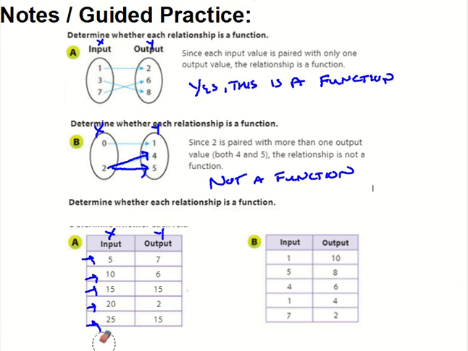Okay, try part B on your own. So pause this real quick and try the second one and see if you can determine if this is a function or not a function. Okay, so if I look here, I've got 1 twice on my input. So now I've got to look at, are the outputs the same? If the outputs are the same, it's still fine. If the outputs are not the same, not a function. Well, the outputs are 10 and 4, so that means not a function.